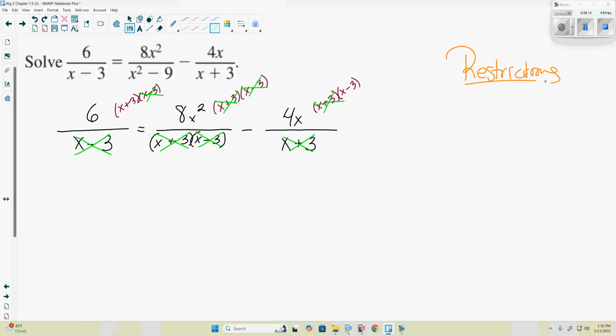Restrictions. Let's look at the restrictions before we go further. All right. X plus 3 and x minus 3 cannot be 0. Any value of x that would make either one of those be 0 is going to be a restriction. Well, really it's saying that x cannot be positive or negative 3. Because if it's positive 3, x minus 3 would be 0. If it's negative 3, x plus 3 would be 0.